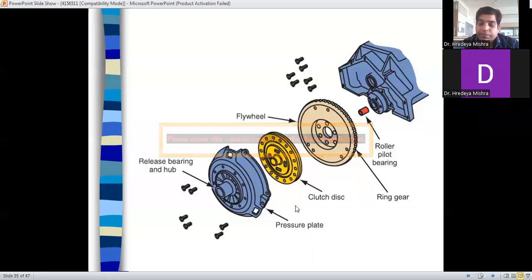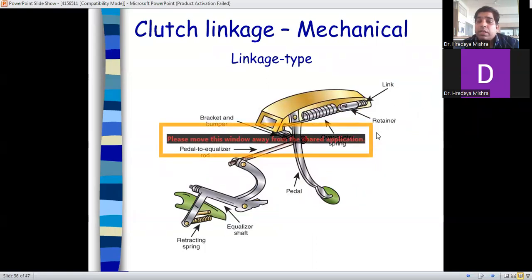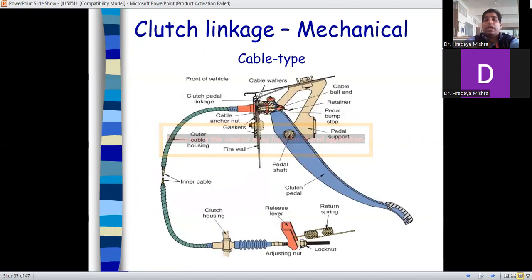Okay, so clutch linkage, mechanical linkage type. See, bracket and bumper link, and this is the retracting spring, equalizer shaft is there. There is a pedal. See, by this pedal we can engage and disengage the clutch from the flywheel to the drive shaft. Now another clutch is cable type.